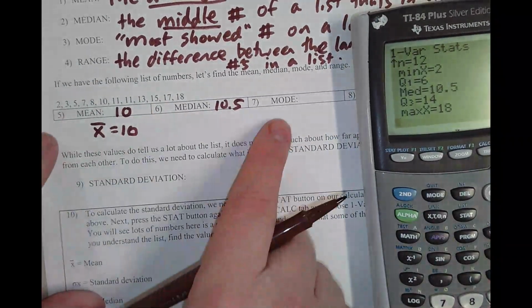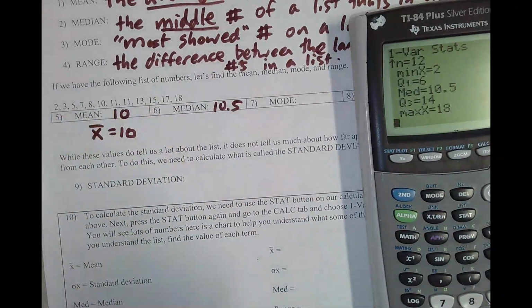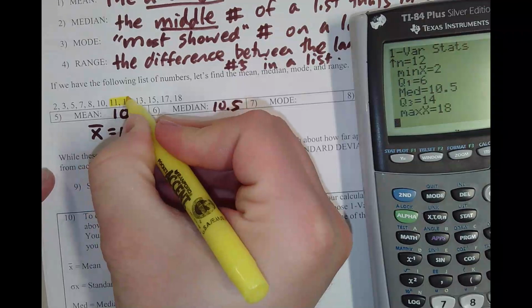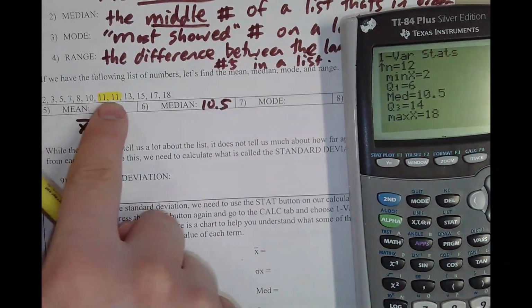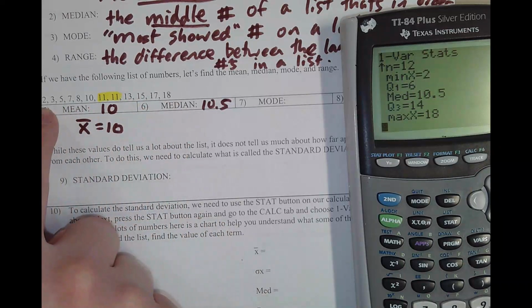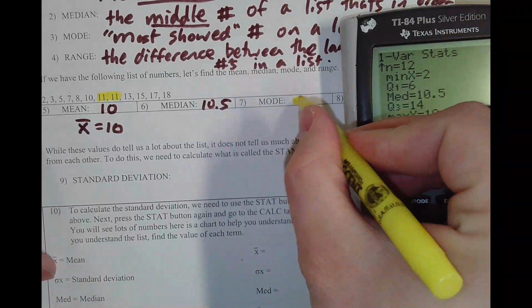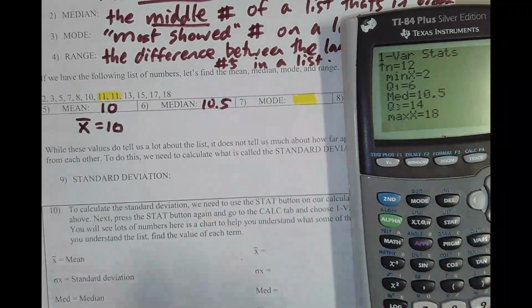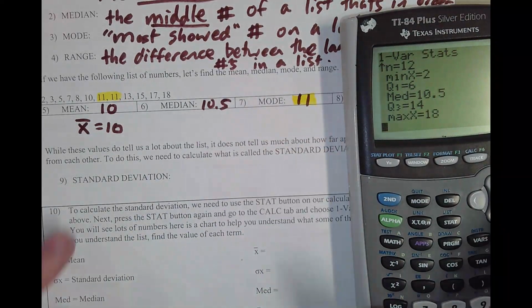Okay, so what number shows up the most? Let's see. I know 11 shows up twice. Does any other number show up twice or more? Check. Nope. So the mode is 11. Remember, mode is your most showed number.